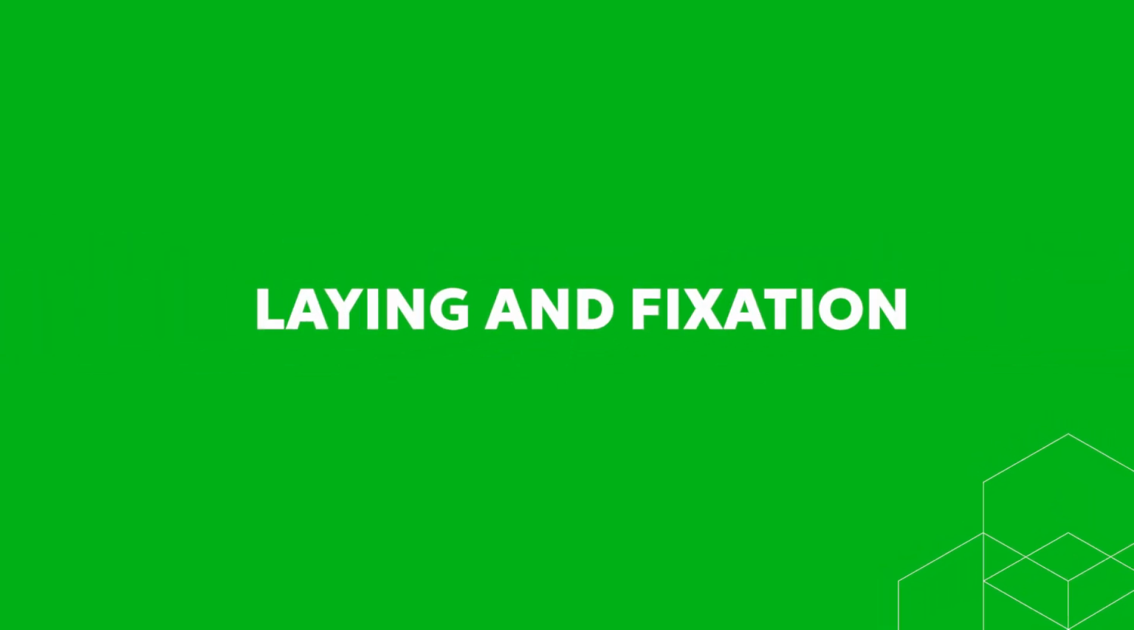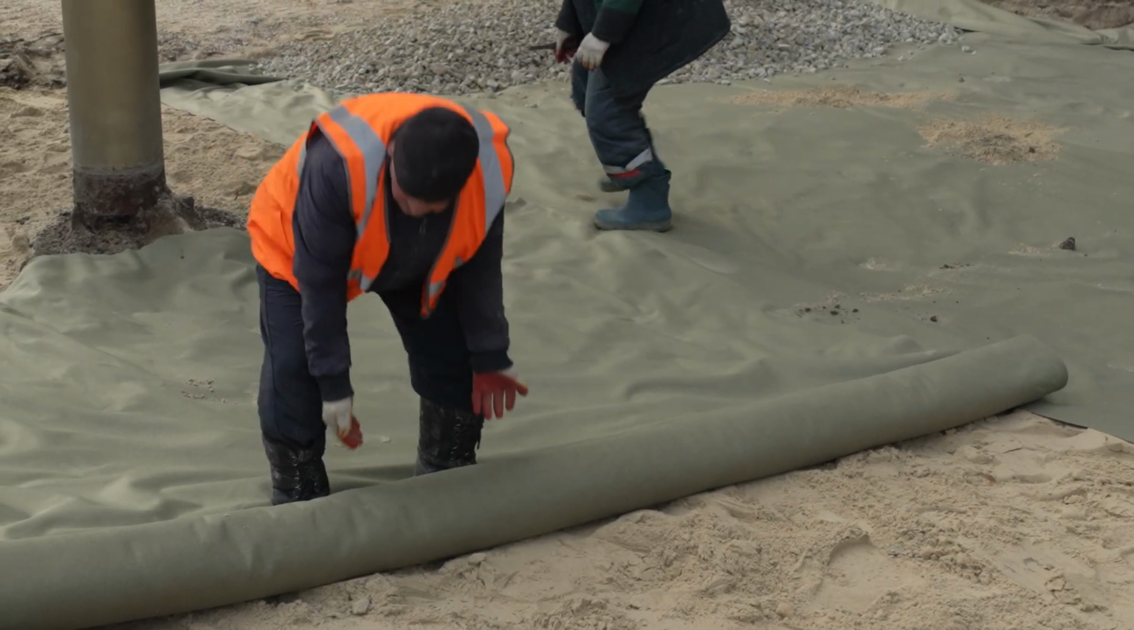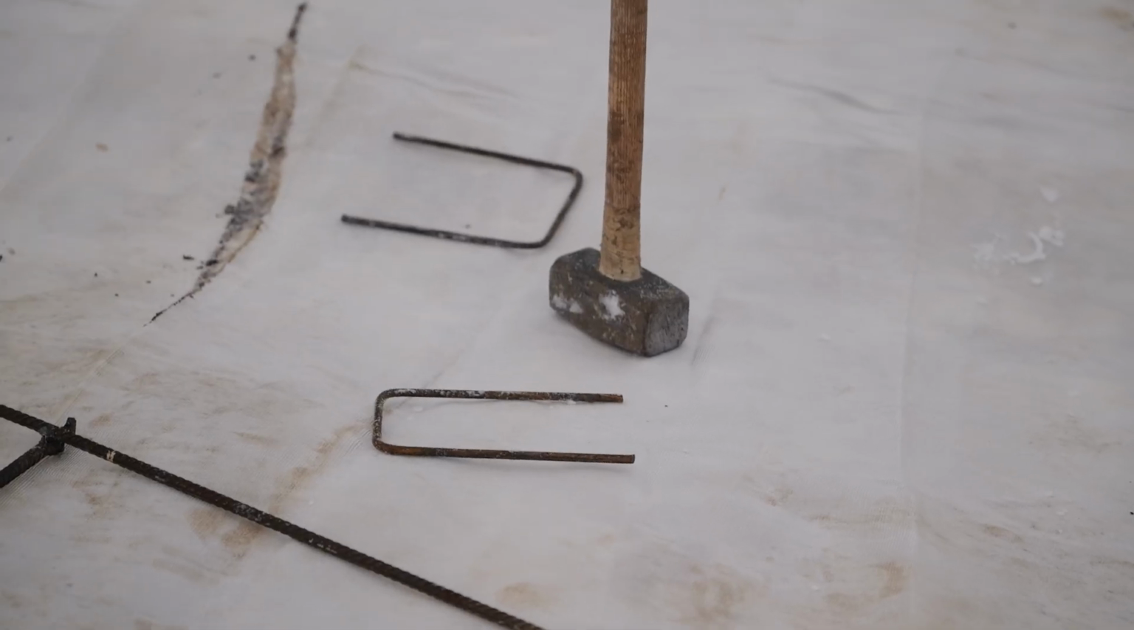Laying and securing. Unroll the material along the area, avoiding folds, overlapping the sheets by 20-30 centimeters, and secure the edges with anchors, adding a layer.